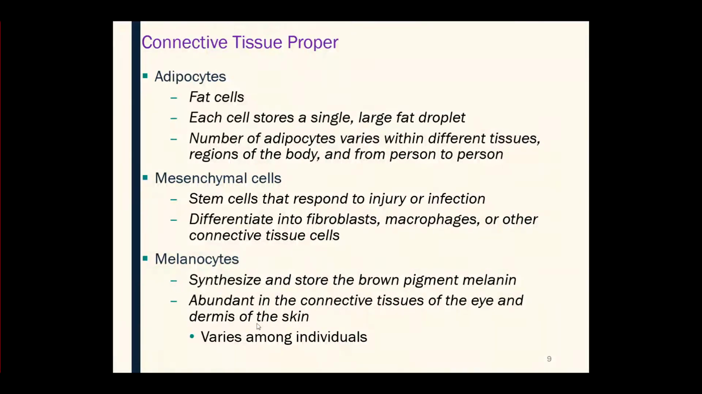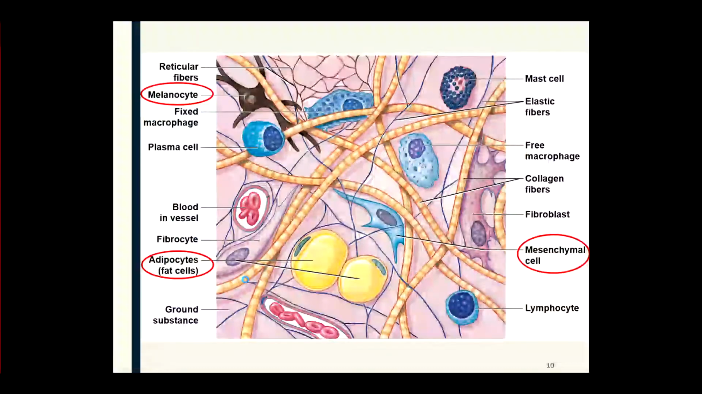Now, as far as connective tissue, melanocytes are also abundant in connective tissues of the eye and the dermis of the skin, which is the lower part of the skin, right below the epidermis. Again, the amount of melanocytes is going to be variable in individuals. But I do want you to know that we do have melanocytes in our connective tissue also.